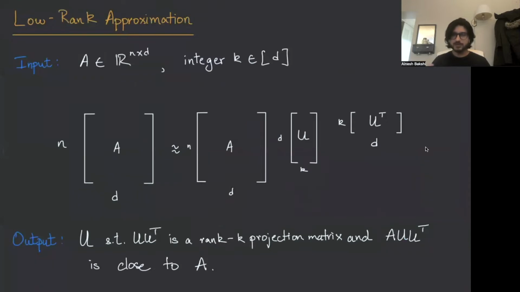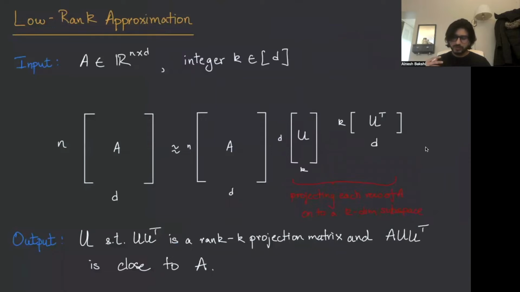For the purposes of this talk, we will focus on a more structured case of low-rank approximation, where instead of finding an arbitrary low-rank factorization, we want to find a factorization that looks like A times UU transpose, where the inner dimension of U is k. In addition to this, we want UU transpose to be a rank k projection matrix.